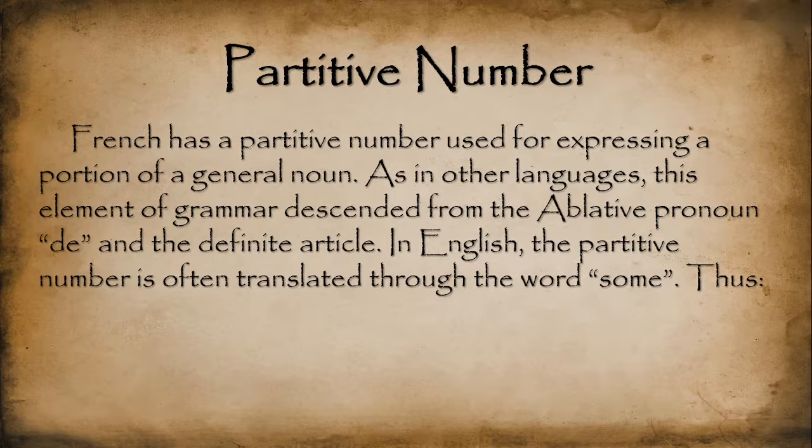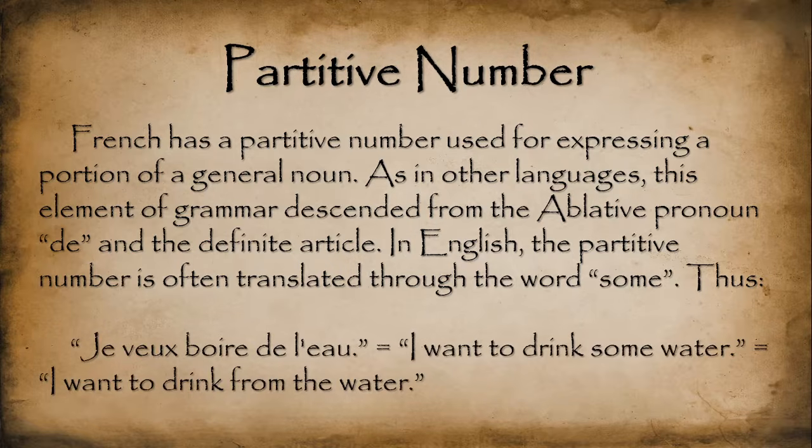French has a partitive article used for expressing a portion of a general noun. As in other languages, this element of grammar descended from the ablative preposition de and the definite article. In English, the partitive is often translated through the word some. Thus, je veux boire de l'eau, I want to drink some water, is literally I want to drink from the water.